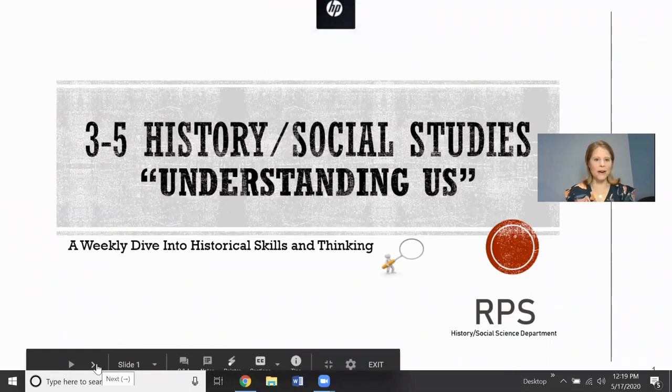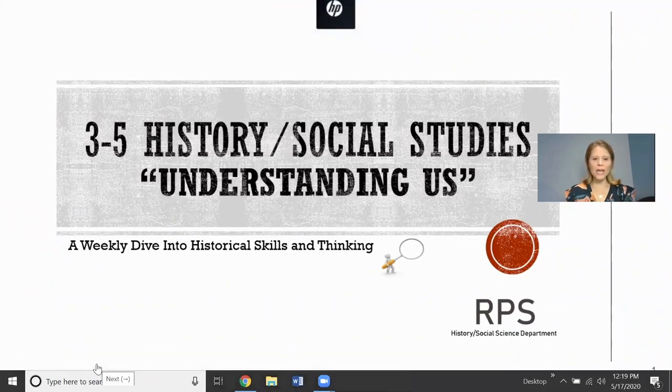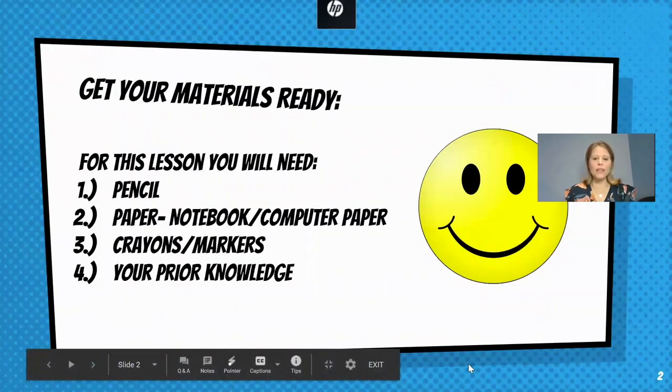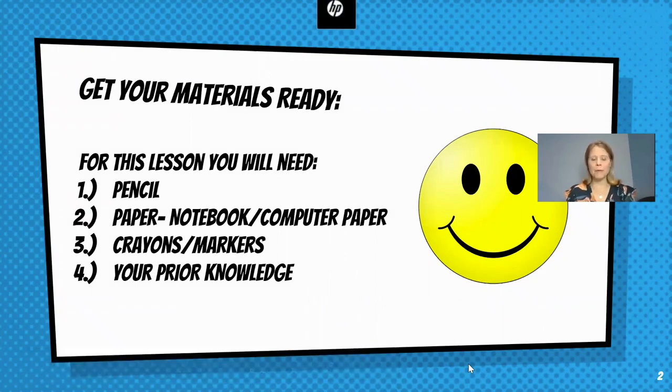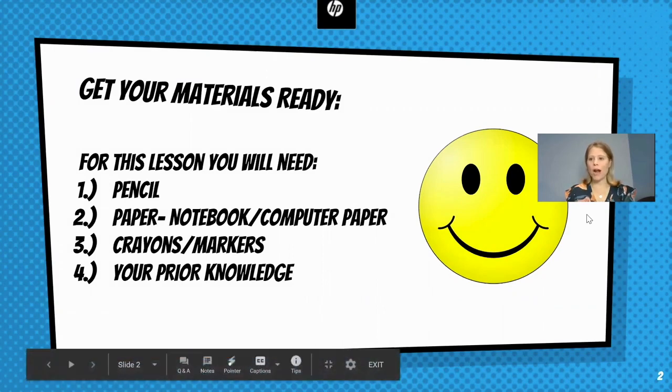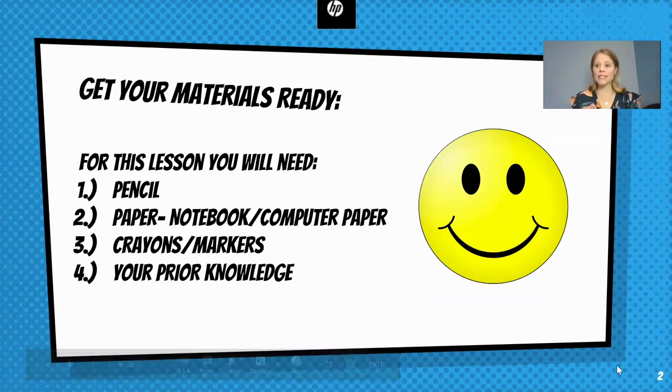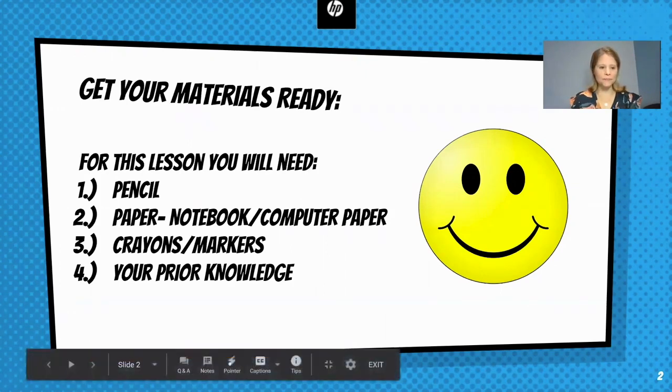All right, so here we are. A weekly dive into historical skills and thinking, grades 3 through 5. For this lesson, you will need pencil, crayons and markers, something to write with, of course, paper, notebook, and/or computer paper will work, and of course your prior knowledge. And some of this you may remember from social studies lessons that you had at school.